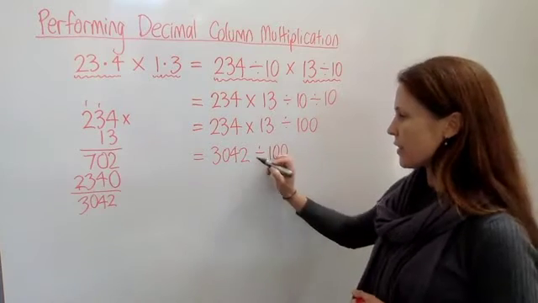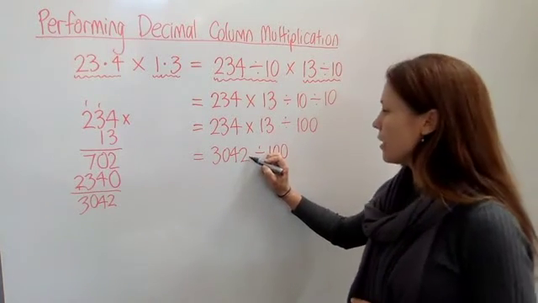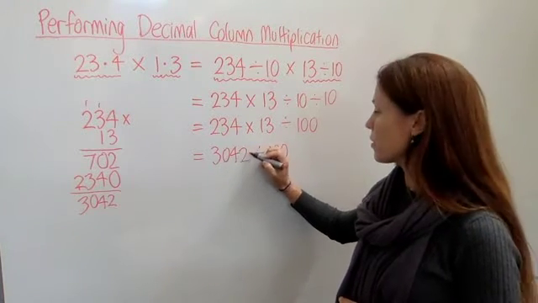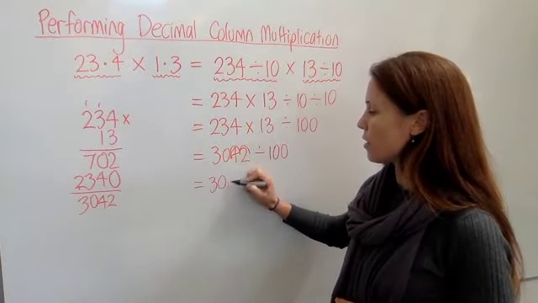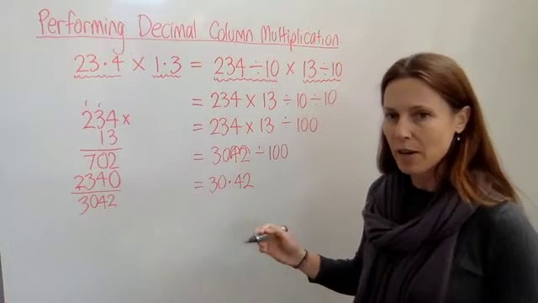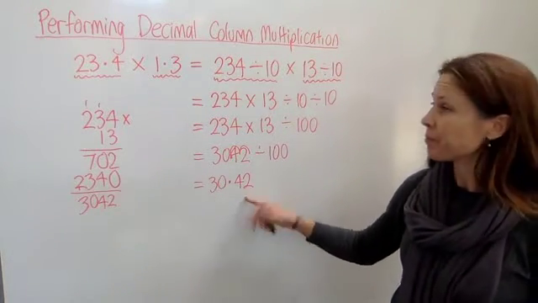Now, notionally our decimal point on this number is right at the end because it's 3042 point nothing. So to divide by 100, I can move the decimal 2 jumps to the left, and my answer will now be 30.42. And remember when I estimated, I was thinking my answer might be round about 30-ish, so it looks like I've done something right.